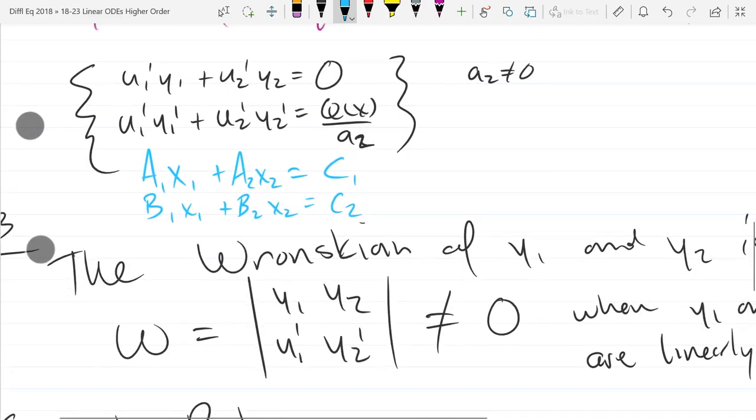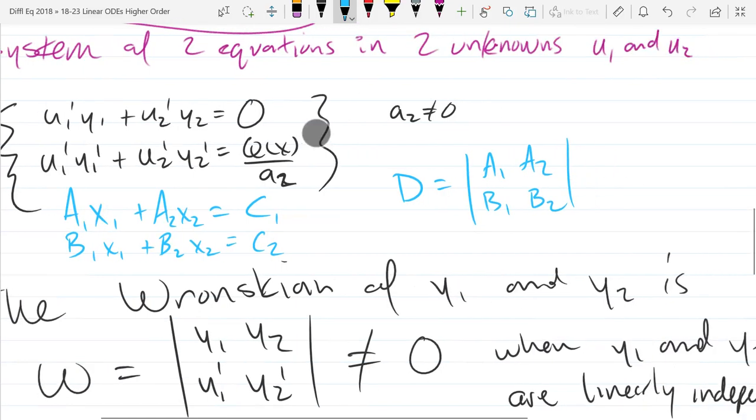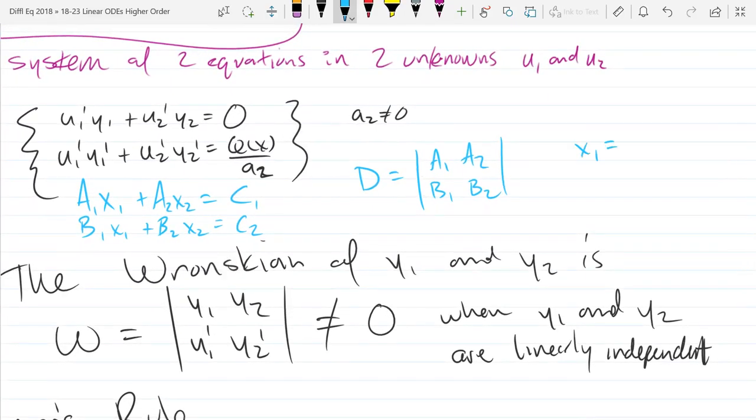So we had our coefficient matrix, which I think we use capital D for: A1, A2, B1, B2. And then for X1, you would swap out column 1 for the constant column. So we swapped out the first column for C1, C2, and then the second column was the original B1, B2, and it was divided by D. So this was Cramer's rule. We basically took out a column and replaced it by the constant column I put a box around. We're doing the exact same thing now, except things are not constants anymore.